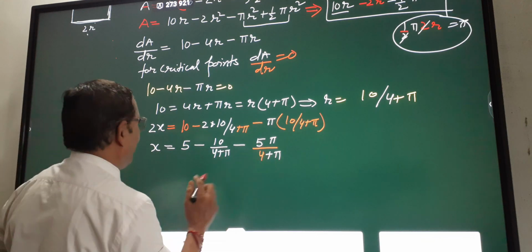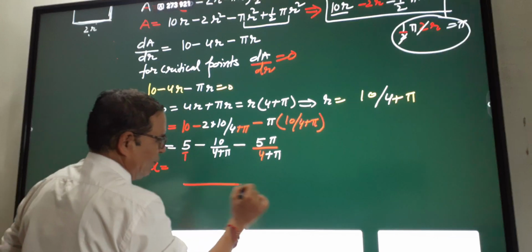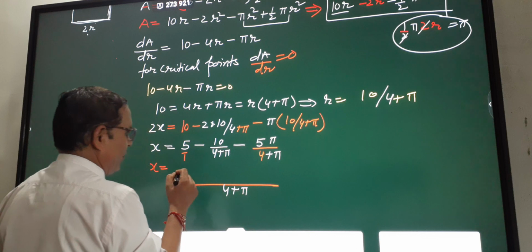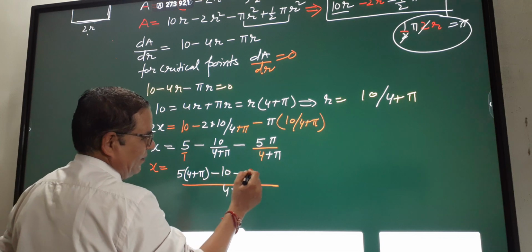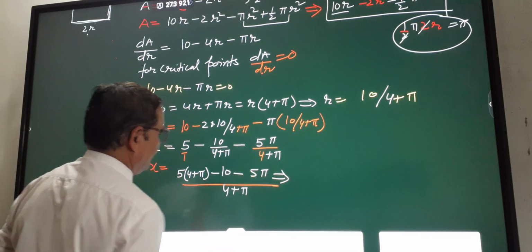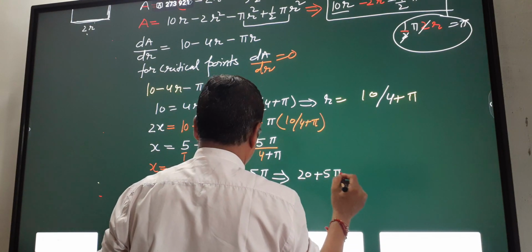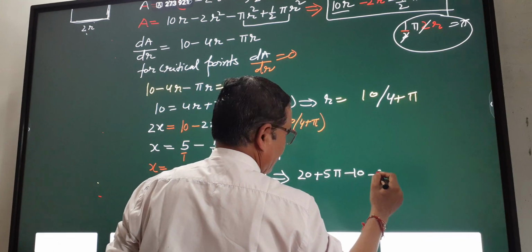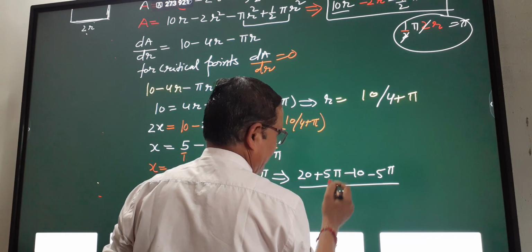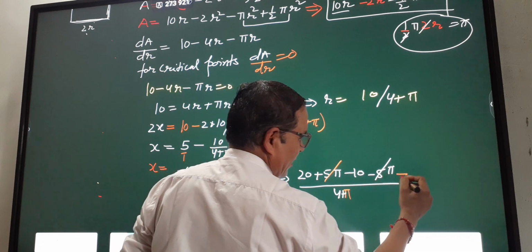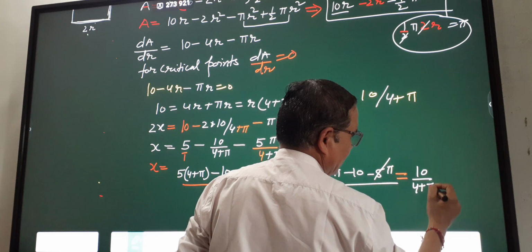So now go for the simplification. Nothing else to do. So take LCM. x equal to, LCM is 4 plus pi. So what will this be? 5 times 4 plus pi minus 10 minus 5 pi. Solve it. It is 20 plus 5 pi minus 10 minus 5 pi upon 4 plus pi. Now 5 pi will cancel 5 pi. So the final result is 10 upon 4 plus pi.